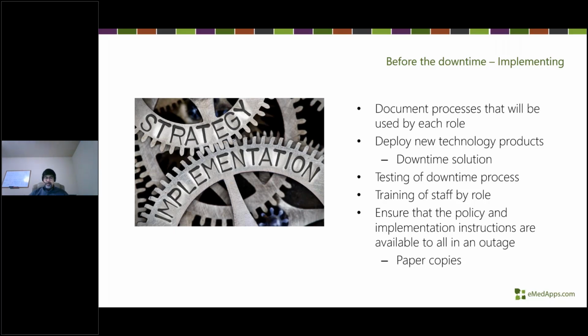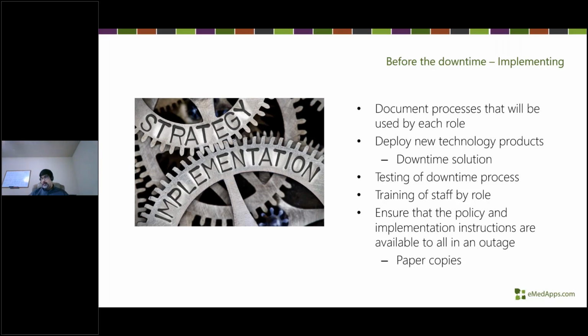So the first step that you need to do is to document the processes that'll be used by each role. So once you've identified what your check-in staff is going to do, what your clinical staff is going to do, what your checkout folks are going to do, document that process so that it's available for everyone. The downtime procedure is not something your staff is following often. And so you certainly don't want there to be a learning curve when there is a downtime in order to implement that process. You want it to be available to them so that they're able to access that information.